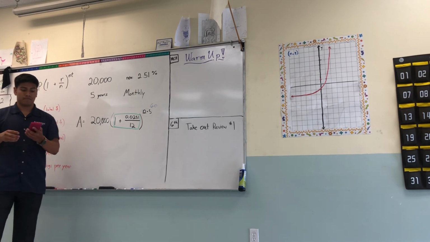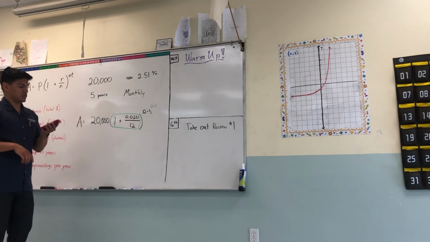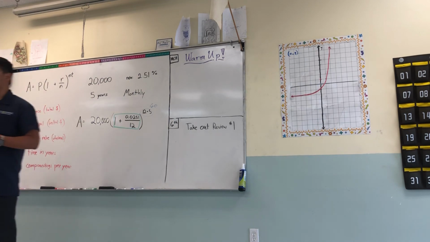Okay, yeah. Okay, so then you multiply that times 20,000, and you get 22,671.